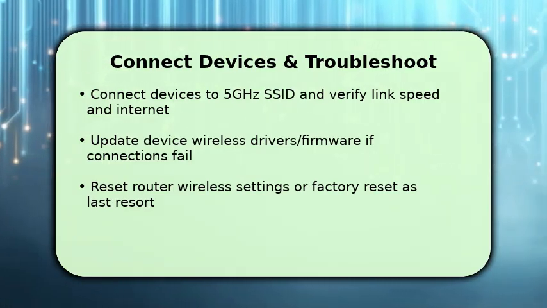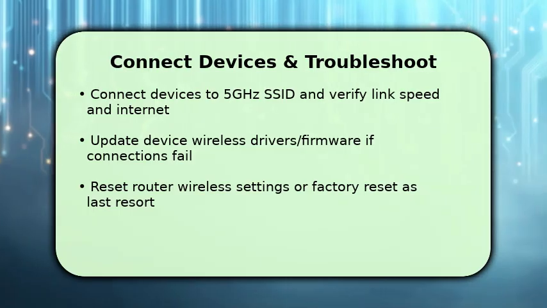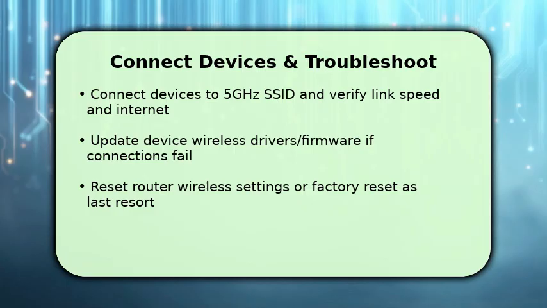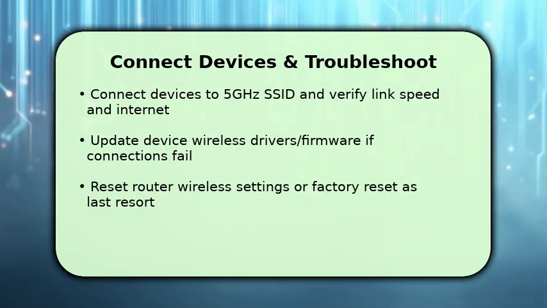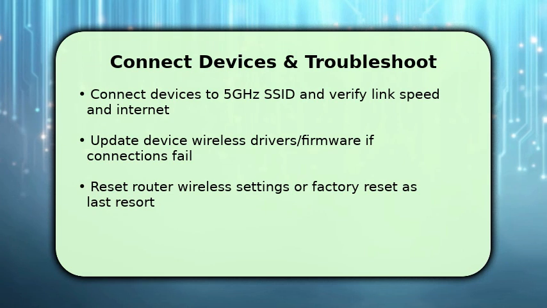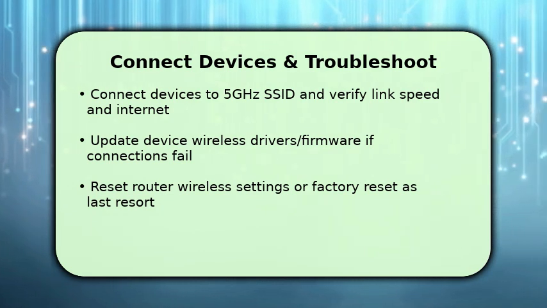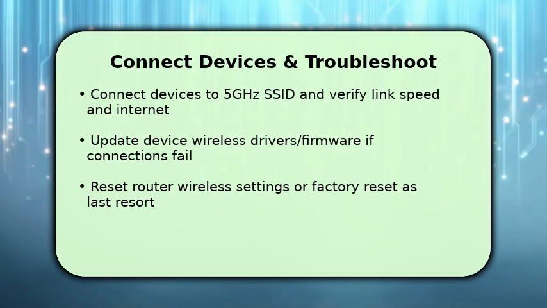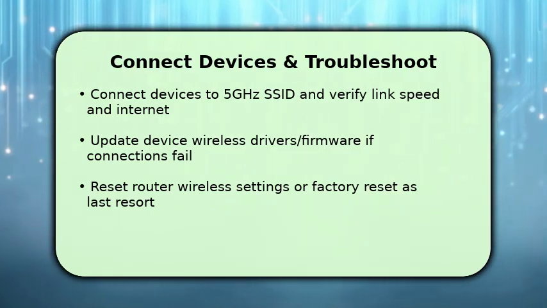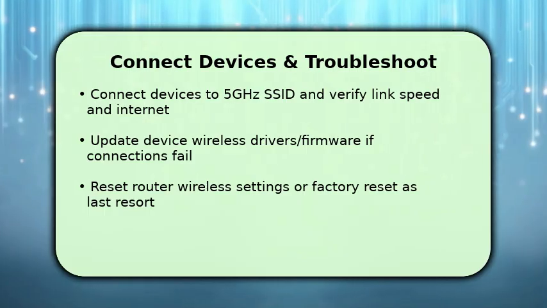If a device won't see 5 GHz, make sure its Wi-Fi adapter supports 5 GHz and update drivers or firmware. Sometimes toggling airplane mode or forgetting and rejoining the network fixes it. If many devices fail, reset the router's wireless settings, reapply 5 GHz parameters, or perform a factory reset only after backing up configs to recover a clean baseline.